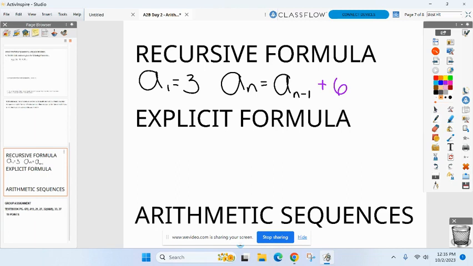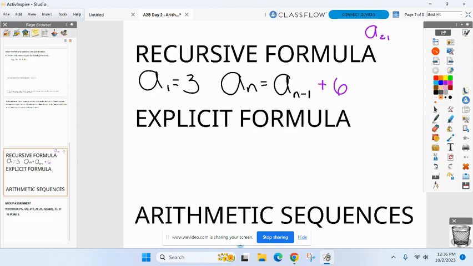Great, it's nice, but the problem with this is, hey, if I want to find, let's say, the 21st term, what are you going to have to know? What's the 20th term? What's the 19th, 18th? This is a pain to find terms further on in the sequence.